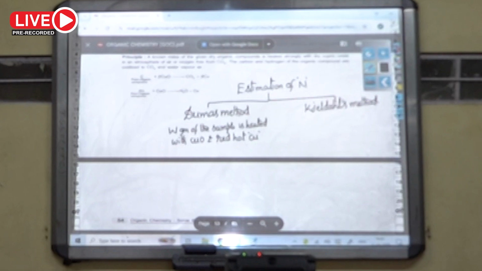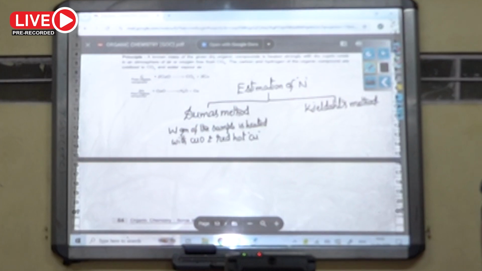The known weight of W gram of the sample, what we are doing? We are heating with cupric oxide followed by red hot copper spiral. So N will be first oxidized to oxides of nitrogen. Carbon is oxidized to carbon dioxide. Hydrogen is oxidized to water. So many things are formed, but these are again passed over red hot copper. Only oxides of nitrogen are converted into free nitrogen.